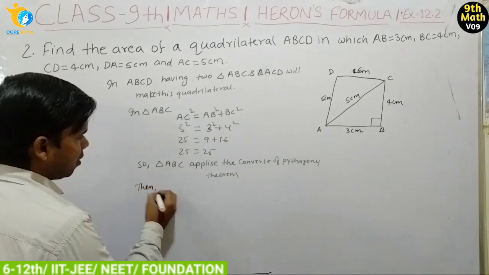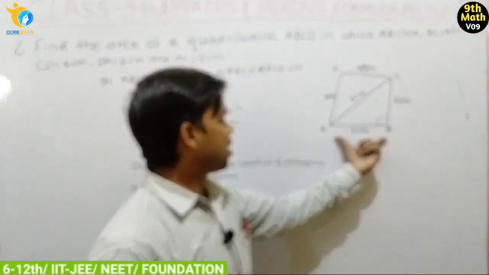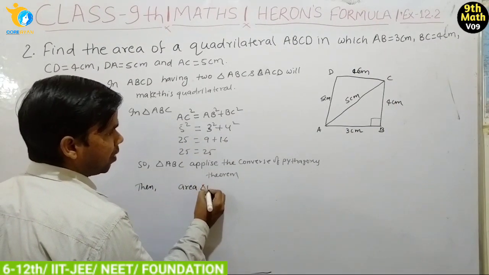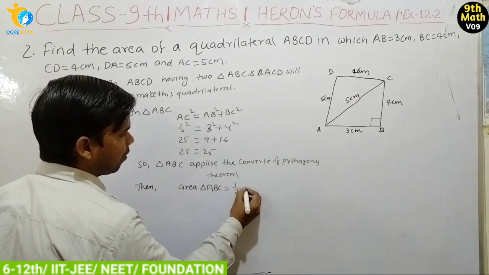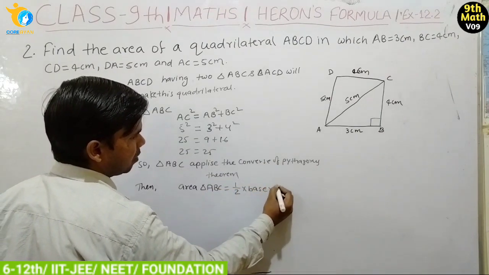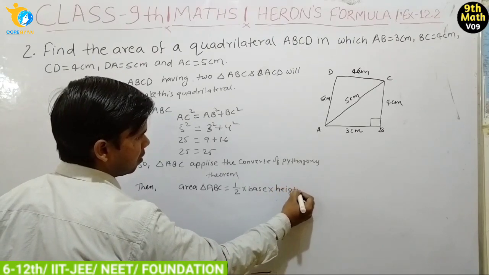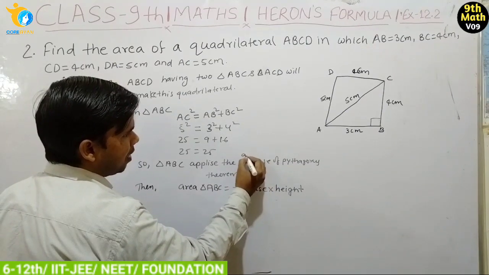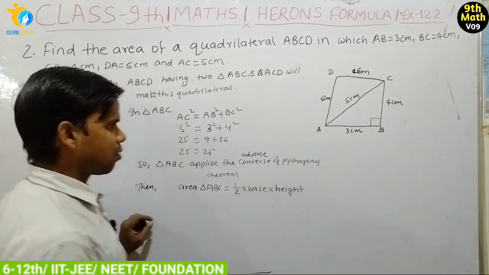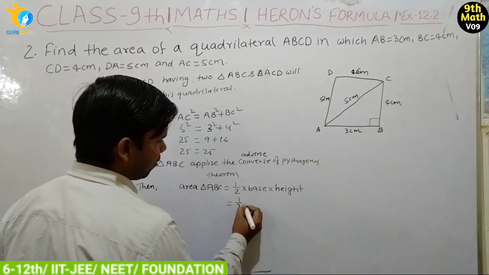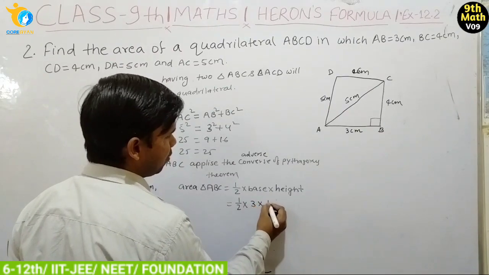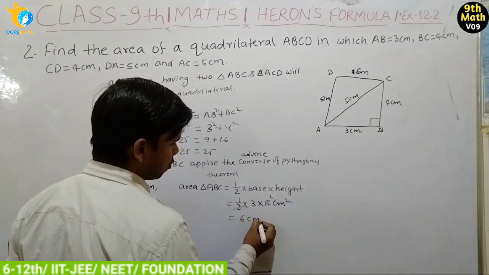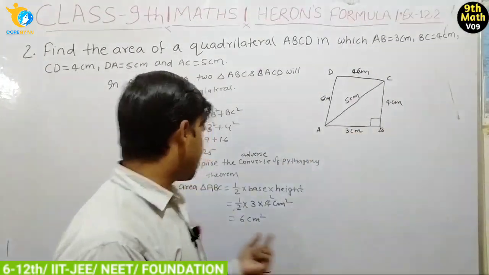Then AB is the base of the triangle and BC is the height. So area of triangle ABC is half into base into height. So this is half into base 3 centimeter and height 4 centimeter, in centimeter square. Two fours are 8, so it comes to 6 centimeter square. So area of triangle ABC is 6 centimeter square.